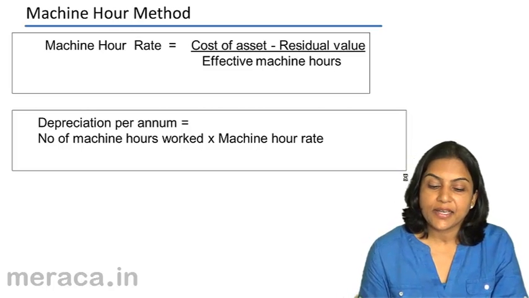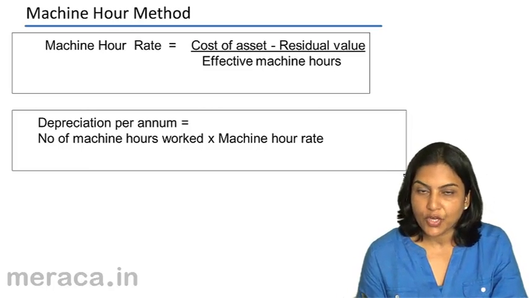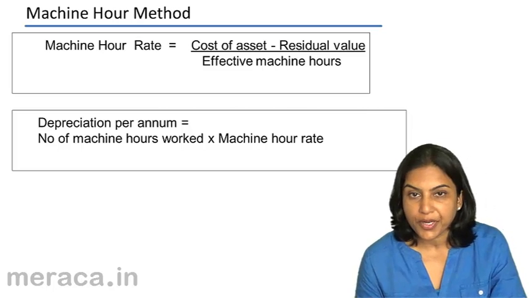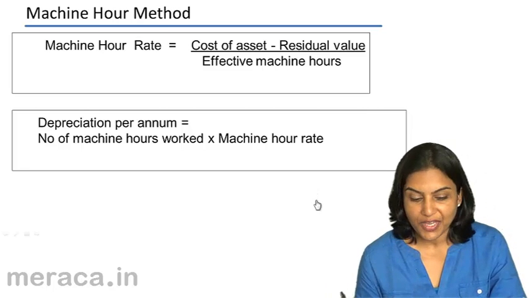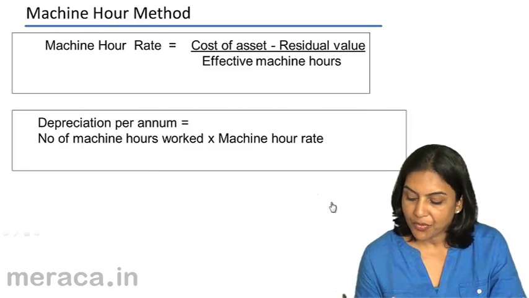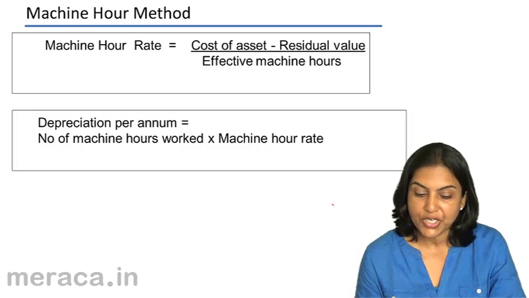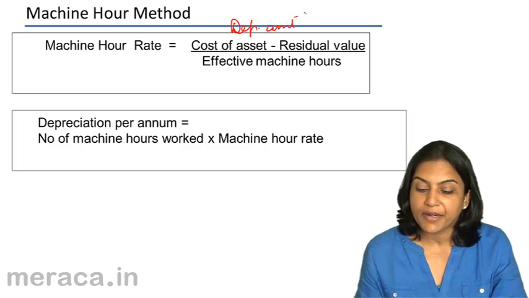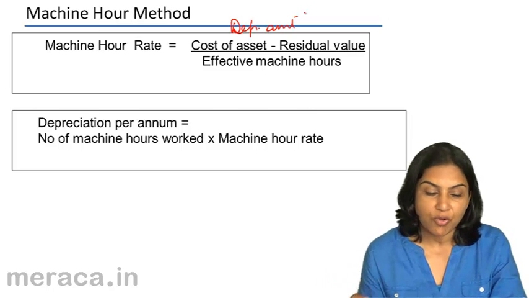Next method is the machine hour method. Now we have come to the methods where depreciation is computed based on the use of the asset. Under the machine hour method, the machine hour rate is cost of asset minus residual value, which is nothing but the depreciable amount, divided by the effective machine hours.